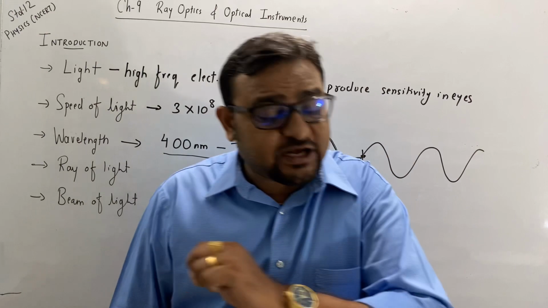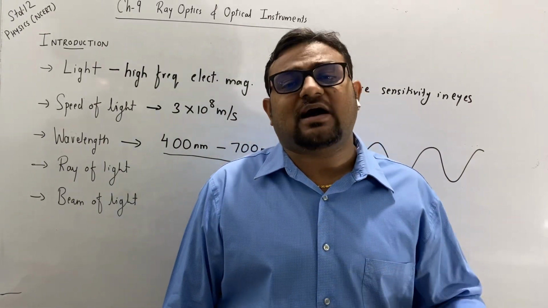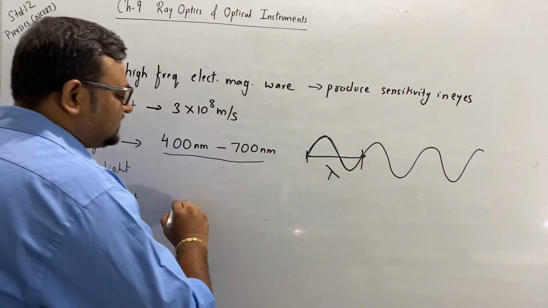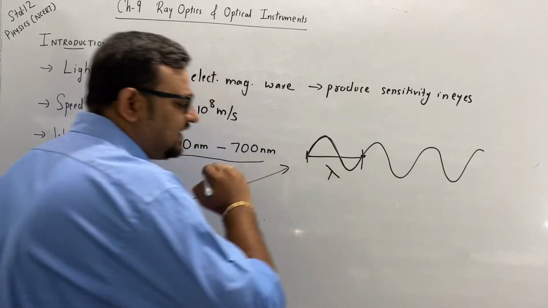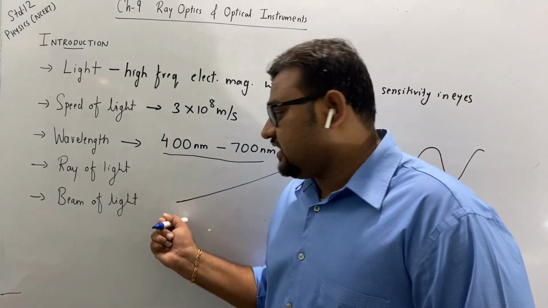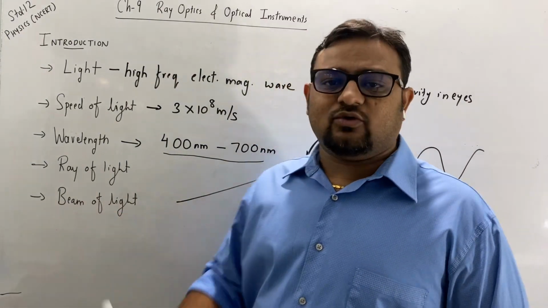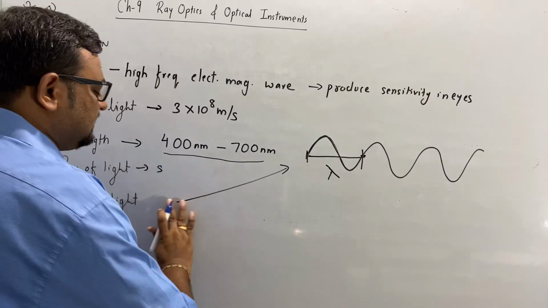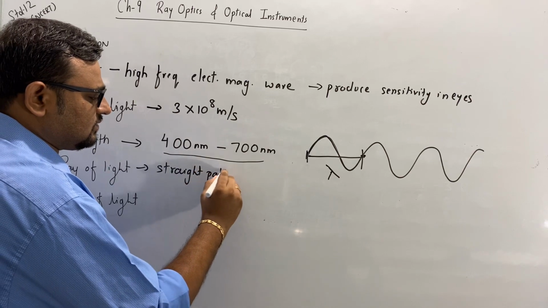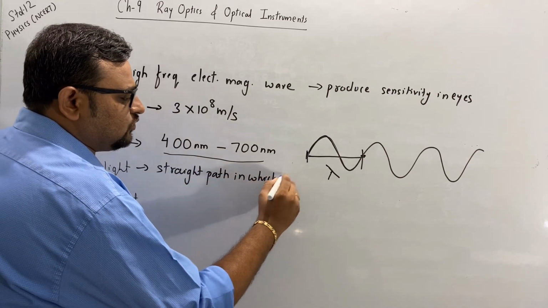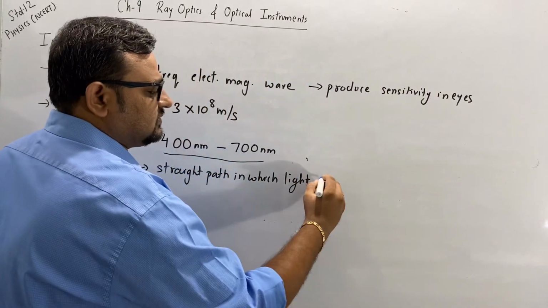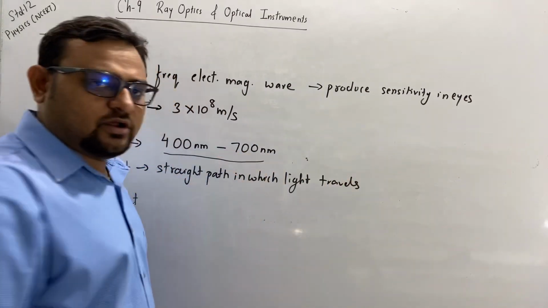Okay, and that straight path in which light travels is called a ray of light, right? When you consider this as a straight path of light, then this is called a ray of light. And the bundle of such rays is called a beam of light. Okay? So what is a ray of light? The straight path in which light travels is called a ray of light.